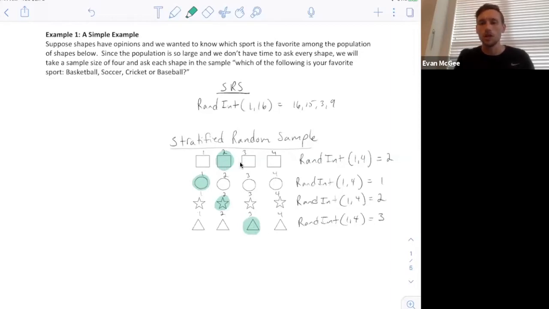You just have to remember the groups are the same within, but different between. Circles and squares are different. Circles and stars are different, as well as with triangles. So I'm going to reset my population back to normal and walk through a cluster sample.